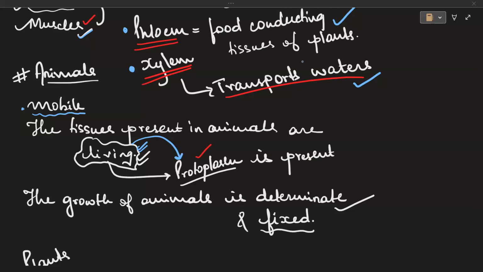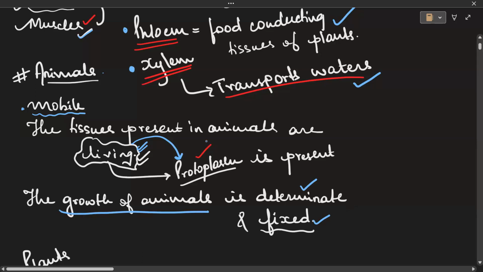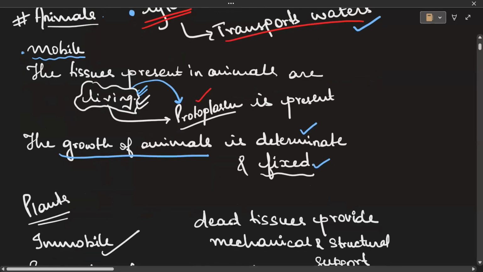Got it? Now, if we talk about the growth of animals, we know that after a while we stop growing, isn't it? We do not keep growing for the rest of our life. There is a time period after which we do not grow anymore, as in the case of humans and the other animals. Because of this, we say that the growth of animals is determinate and fixed. The animal would grow only up to a point, and after that the growth will not take place. Got it? Yes, ma'am.